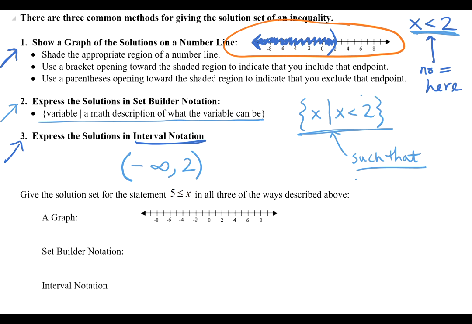Let's say we have 5 is less than or equal to x. So 5 is less than or equal to x. And I want to show that in a graph, and I want to show it with set builder notation and interval notation. Now, one thing that you'll notice here is that the x is on the right this time.